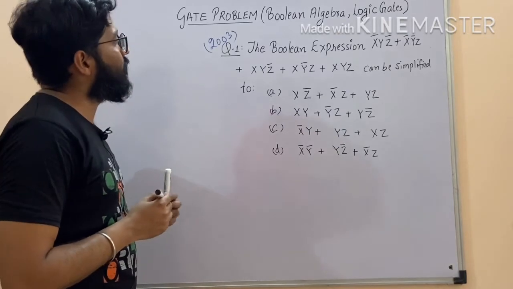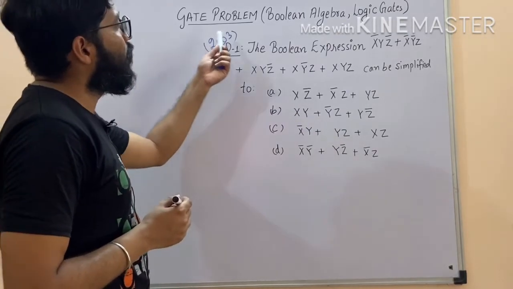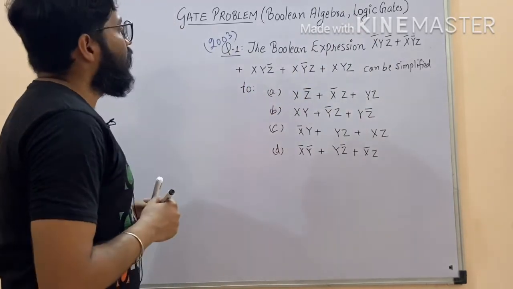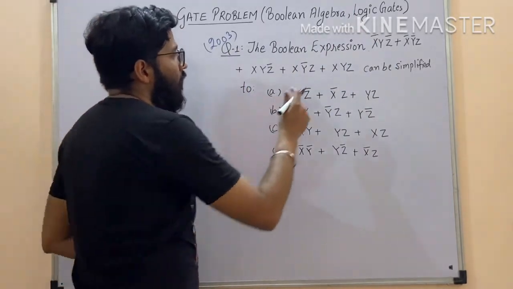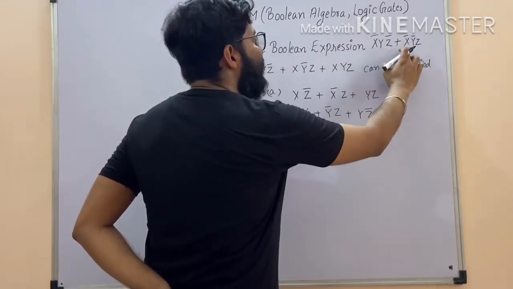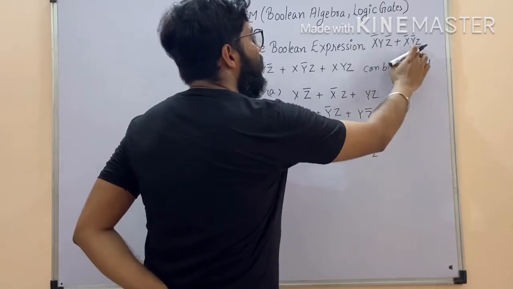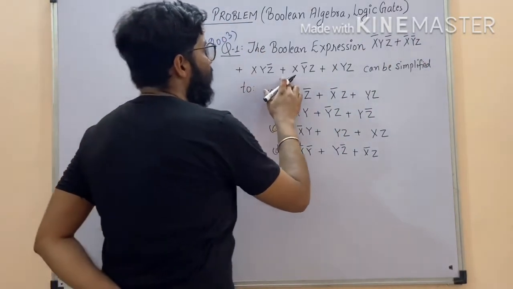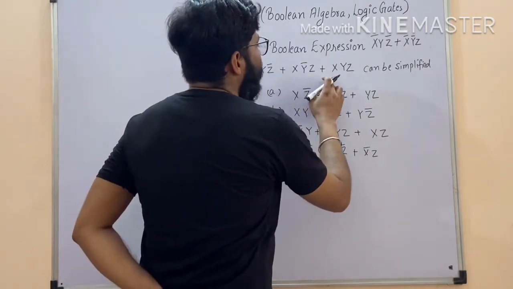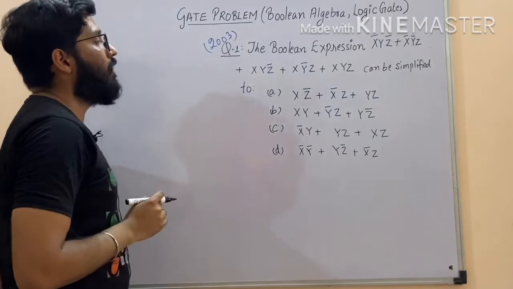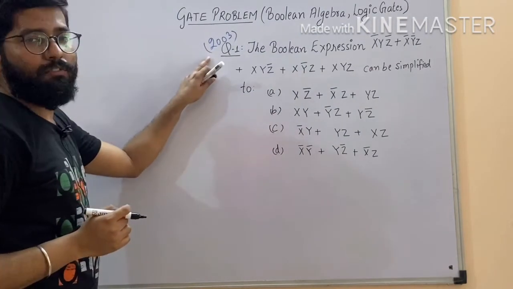Today I am going to discuss GATE problems of Boolean algebra and logic gates. The first problem is this: the Boolean expression x complement y z complement plus x complement y complement z plus x y z complement plus x y complement z plus x y z can be simplified as A, B, C, D options are there. This problem was asked in GATE 2003.